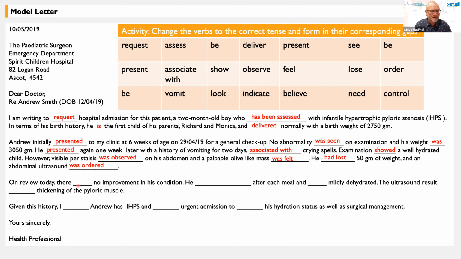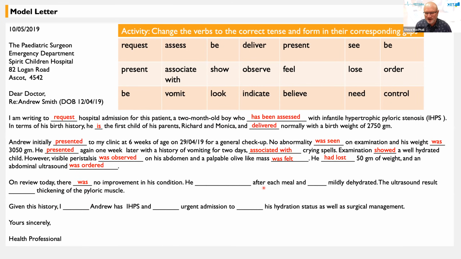On review today, I might continue. There was no improvement in his condition. In this case, you could also say there has been no improvement. Again, sometimes simple past or present perfect are both correct, depending on the intention of the reader.